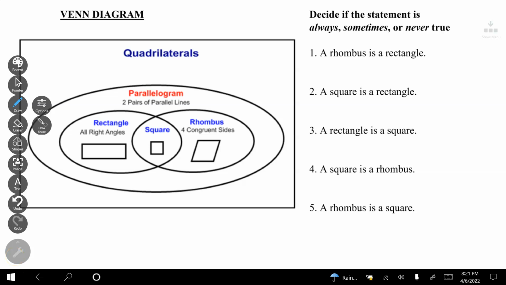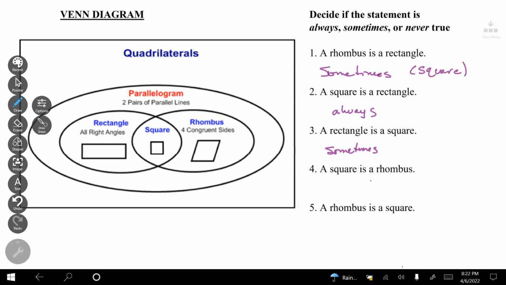So we're going to play the game: is a statement always, sometimes, or never true? Is a rhombus a rectangle? Well, the answer to that is sometimes, if that rhombus happens to be a square. Is a square a rectangle? That is always true. By definition, it has 4 right angles, therefore every square is a rectangle. Is a rectangle a square? Again, that is sometimes true, only when it's a square. Not every rectangle is a square.